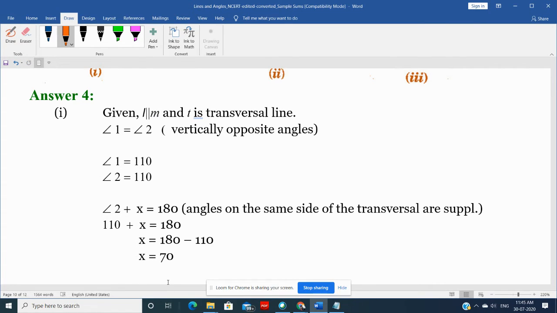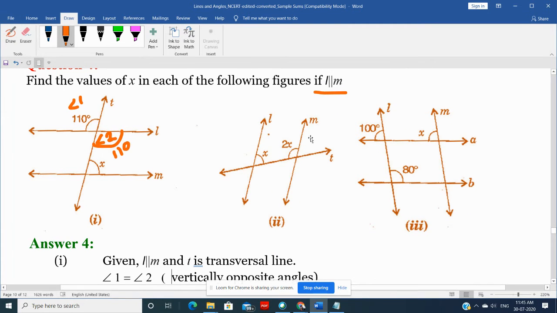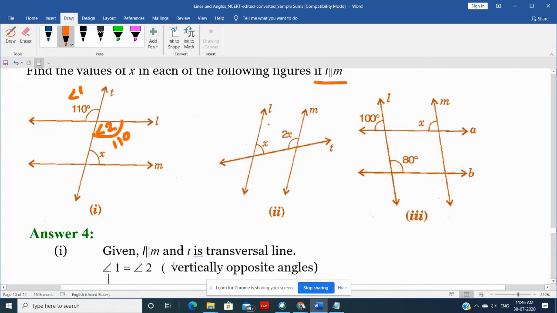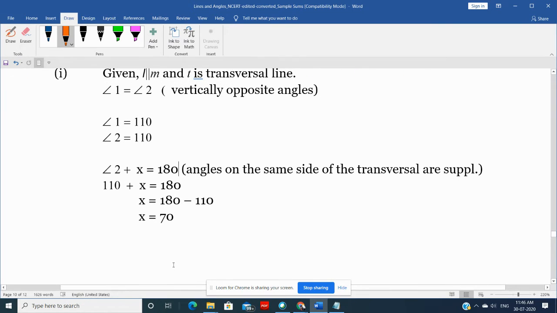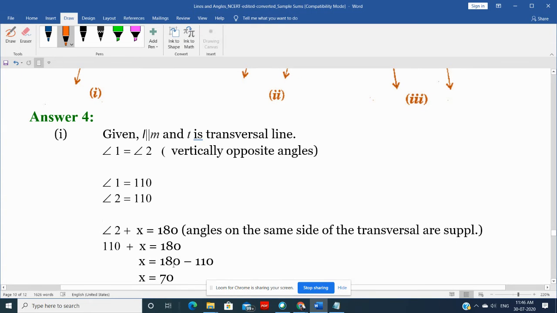Now, coming to the next question. Let's first understand what the figure is saying. Again, L is parallel to M. So these two lines are parallel to each other, which means naturally we can apply this rule. Because these two lines are parallel and T becomes your transversal, x and 2x are interior angles on the same side of the transversal. So the same rule will be applied. Here also it's the same, 2x plus x.